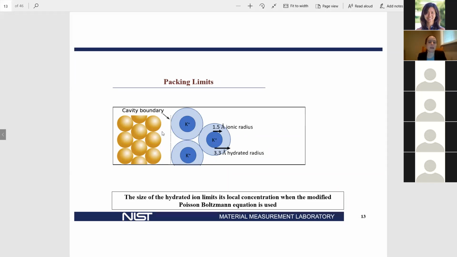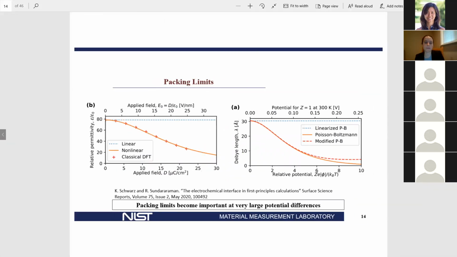The potassium can only pack to the concentration of the packing limit of the potassium, which is related to the 3.3 angstrom hydrated radius. So the size of the hydrated ion limits its local concentration when the modified Poisson-Boltzmann equation is used. It is unclear how important the packing limits are relative to the nonlinearity of the dielectric for the specific case of water.